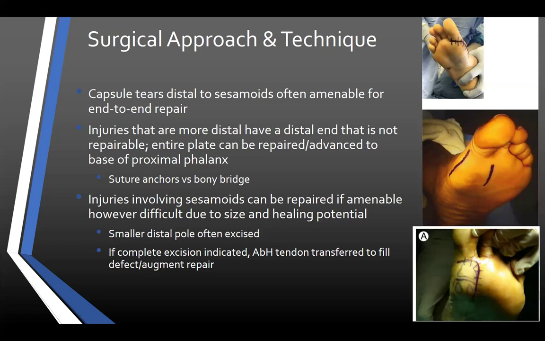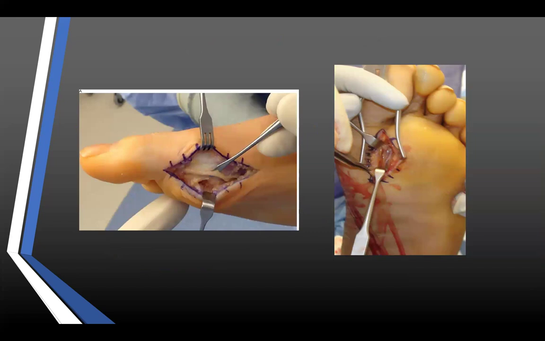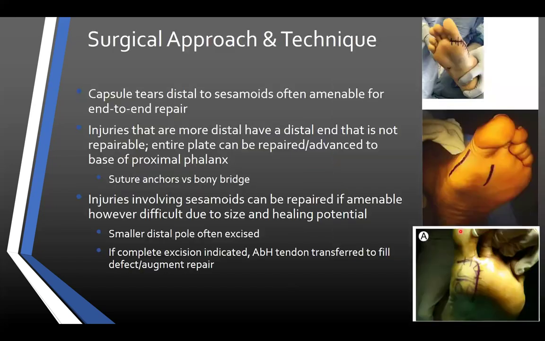In all approaches, the most important thing is you need to visualize the joint as well as visualize and protect the digital sensory nerves of the hallux, which are shown in this picture here from the paper. You need to make sure that you can find and protect these nerves, or otherwise the patients are going to have sensory loss to the bottom and it will be problematic.